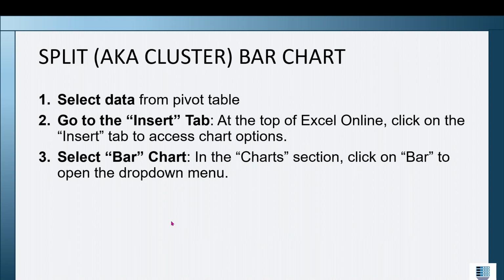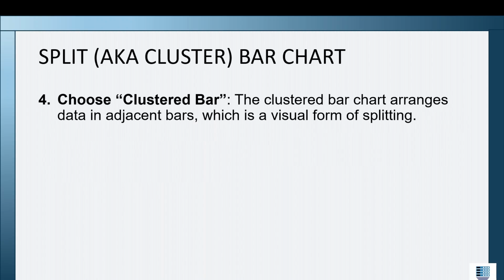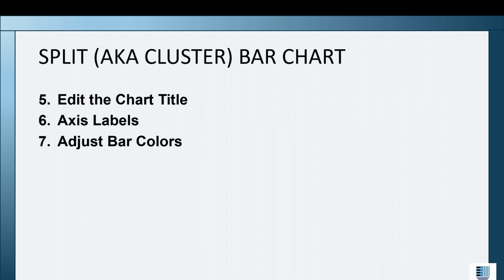And then when you make your pivot table, you want to select the data from the pivot table, do insert bar chart, select the right chart type, and then fix it up a little in terms of editing, axes labels, and adjusting bar colors. So let's go in and do one of these.